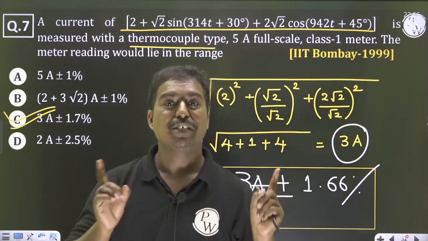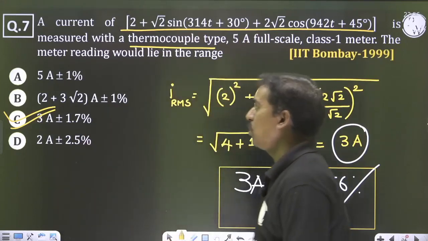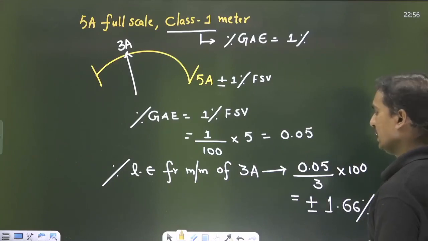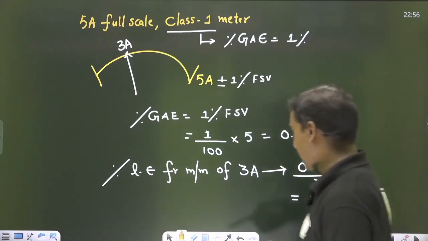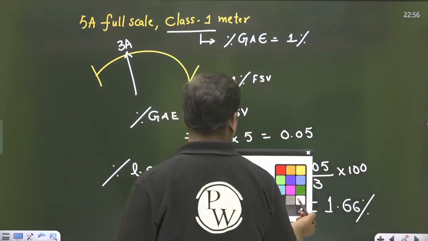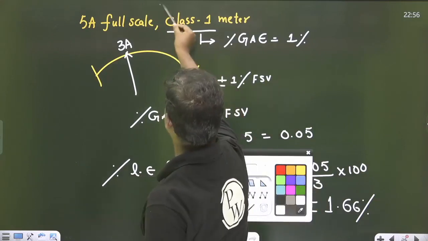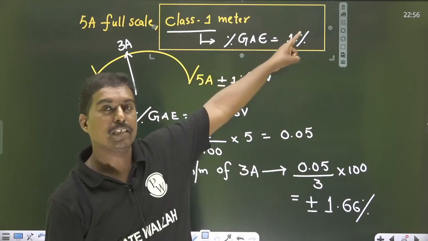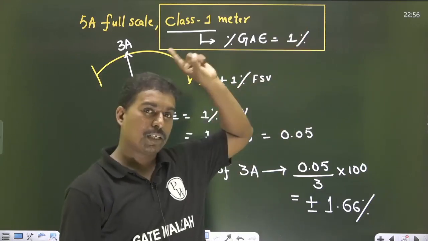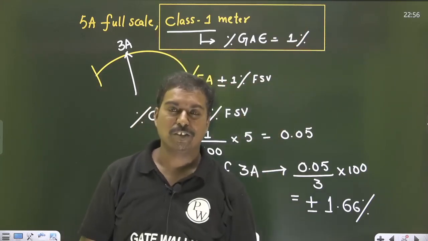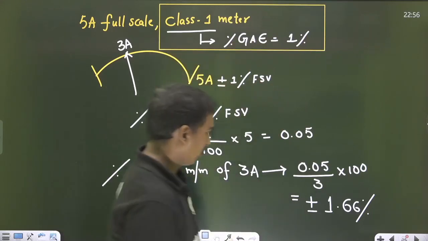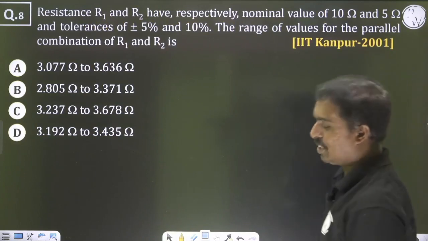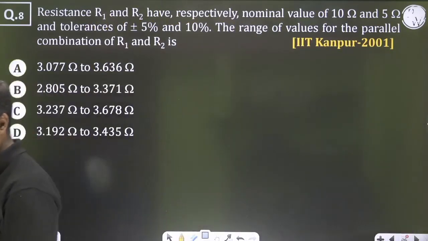Conceptual question. See, different models I'm discussing. Got it? Please make a note here. Point to be remembered here is that the class 1 meter has plus or minus 1% error on the full scale. Yeah, these questions are interesting. They're waiting for this particular question.